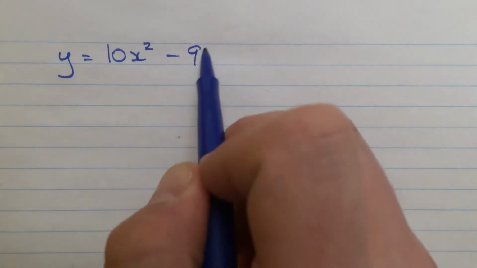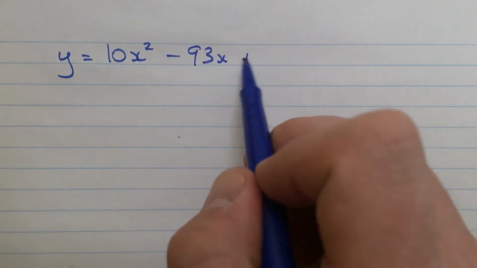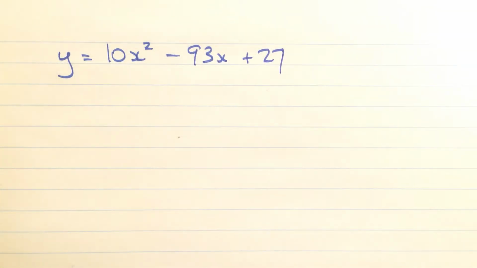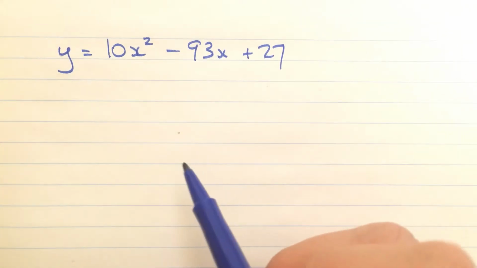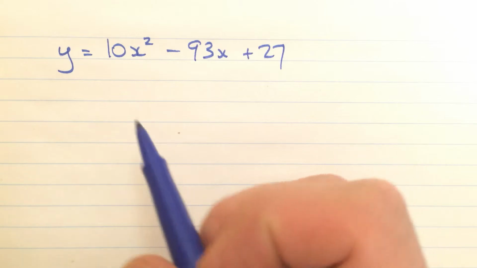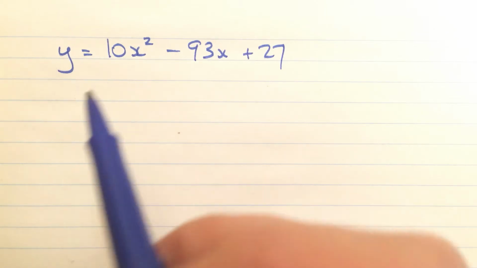All right, last question for this video. This is the hard one. I gave you this, 10 times x squared minus 93x plus 27. We're going to end up with some serious fractions here, and that's fine. Get used to it. That's the way real life numbers are. They pretty much never work out nicely. And these ones aren't too bad. They're pretty okay to work with.